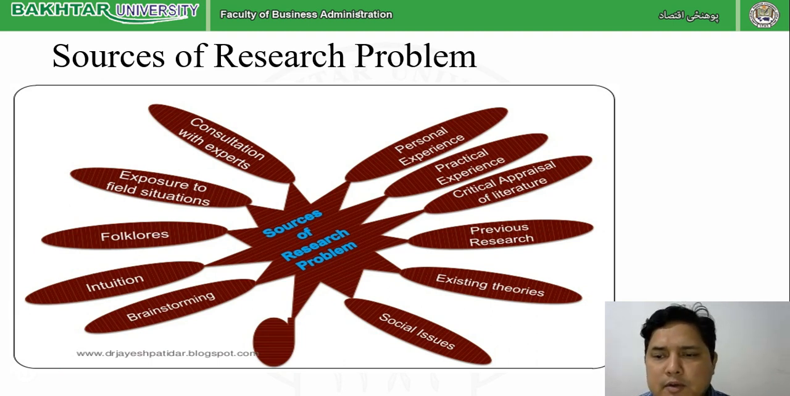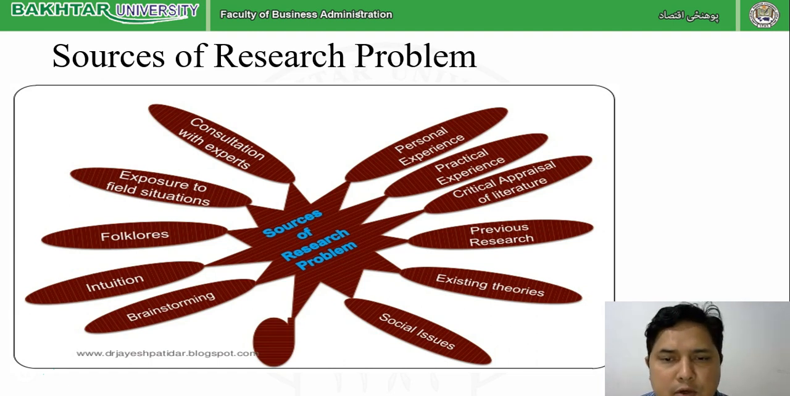Existing theory. Some theories are there, some facts are there. Whether to verify the theory, whether there are any changes, if there is any proof, to verify the things, to prove the theory. When we are going to do research, the source is the existing theory. Social issue. There are various social issues in different countries. Like women empowerment is one social issue. Pollution is a social issue. Child labor is a social issue. So if people want to make a solution to a social issue, that is also one of the sources.